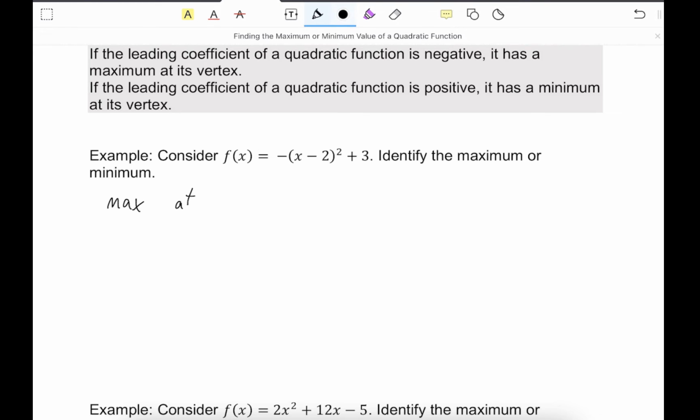at the vertex x equals 2. And I guess I could put a max of 3, the y-coordinate, at x equals 2. So you really just have to read the vertex off for this one.